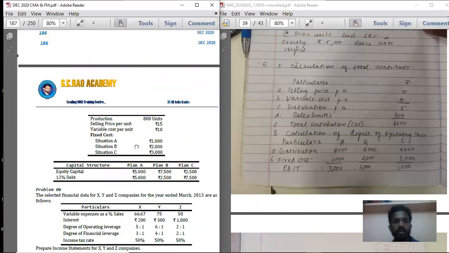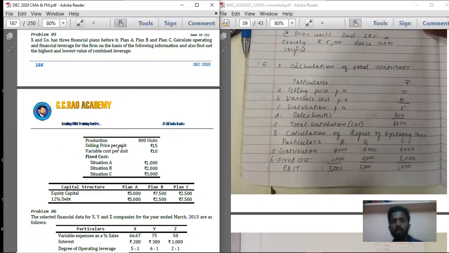Below that, what they have given is total production is 800 units, selling price is 15, variable cost is 10, then contribution is 5. Fixed cost has 3 situations: situation A, situation B, situation C. For financial leverage there are 3 plans, that is the mix of equity and debt. So 3 into 3, there are 9 situations, 9 calculations of combined leverages. That is what we should calculate in problem number 5.